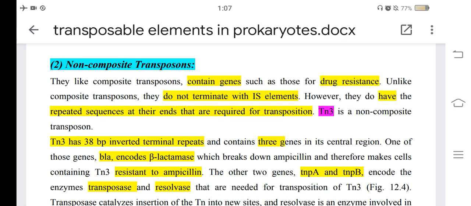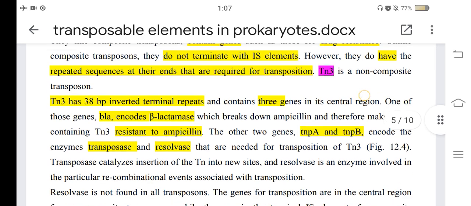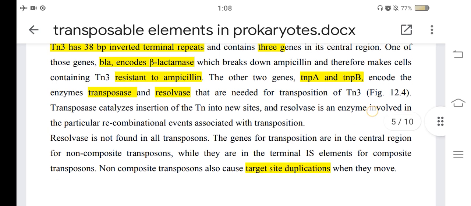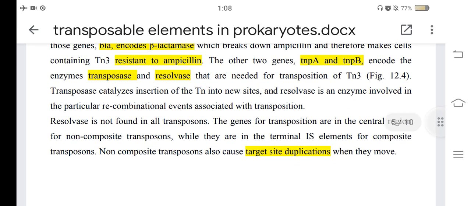Tn3 is a non-composite transposon. Tn3 has a 38 base pair inverted terminal repeat and contains 3 genes in its central region. One of those genes, bla, encodes beta lactamase, which breaks down ampicillin and therefore makes cells containing Tn3 resistant to ampicillin. The other two genes, tnpA and tnpR, encode the enzymes transposase and resolvase that are needed for transposition of Tn3.